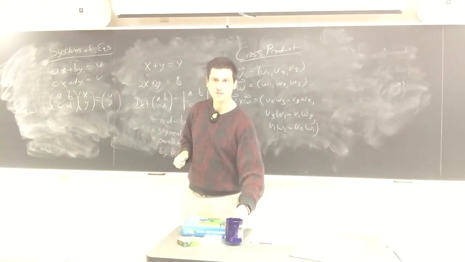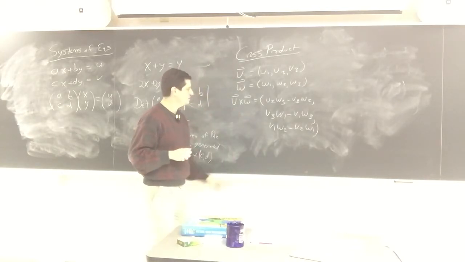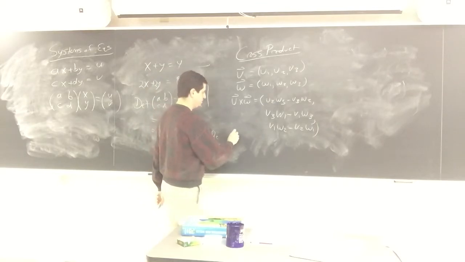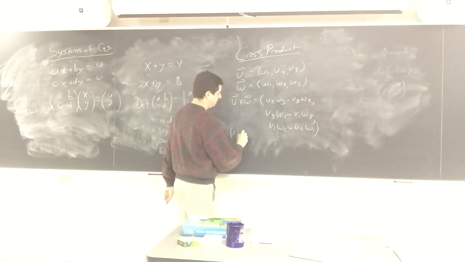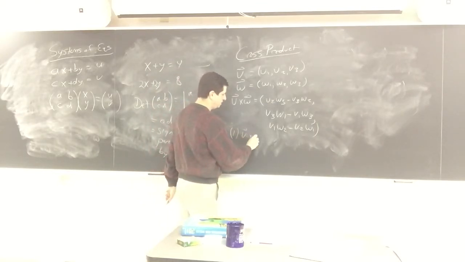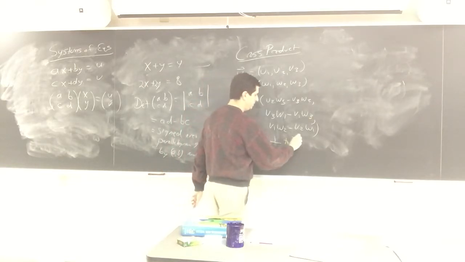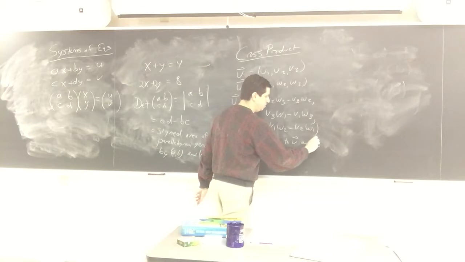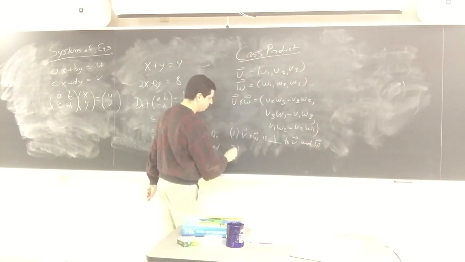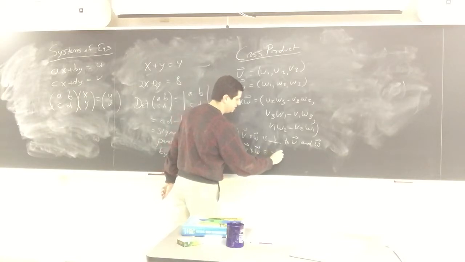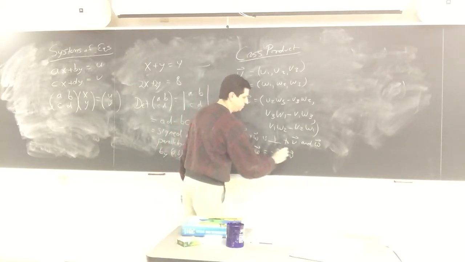All right. So this is the place where some kids can earn some things back. This is V cross W. I'm going to say two facts about V cross W. V cross W is perpendicular to V and W. And the second one is V cross W is equal to negative W cross V.